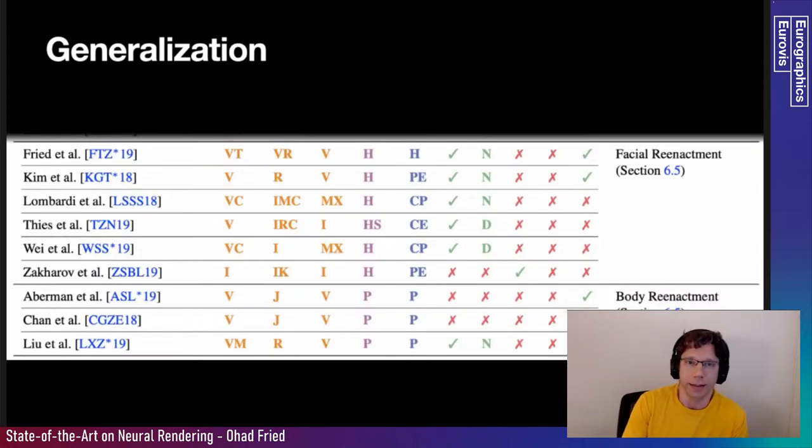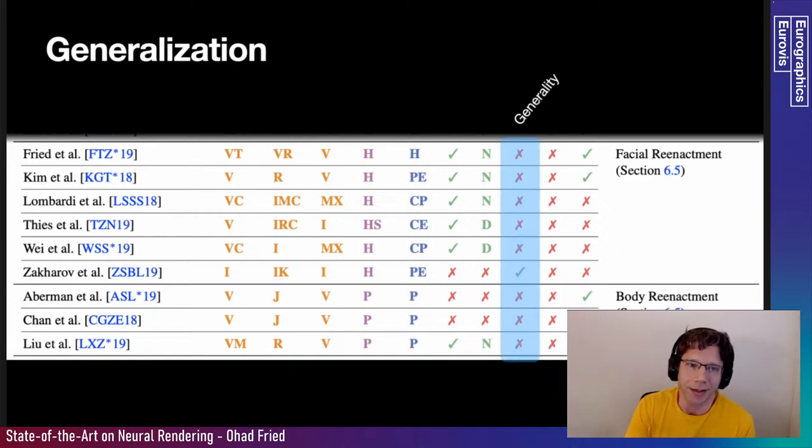I kind of picked on one example, but when examining the state of the art, we actually see that specifically for reenactment tasks, most methods do not have this generality property. Right here, I'm showing you part of a table we have in the STAR report that summarizes the different properties of the methods we surveyed. As you can see, the generality column is very much in the red for reenactment methods.